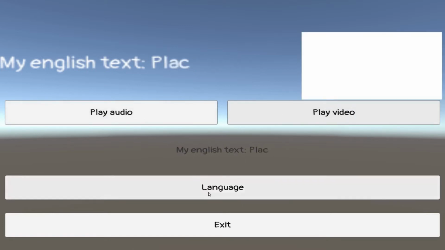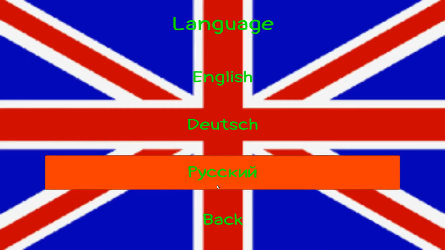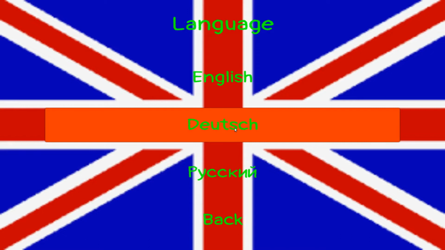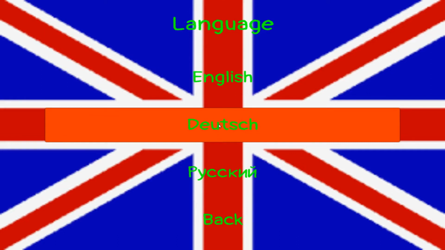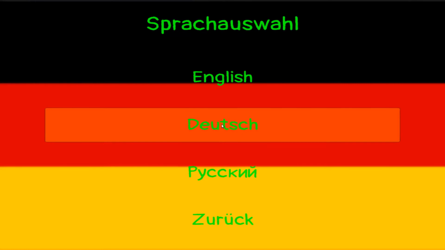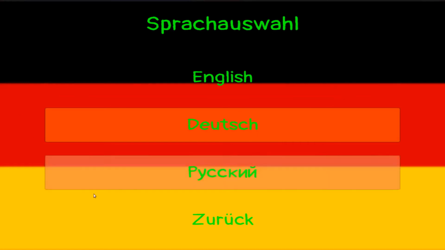And I can change language. I go, for example, and change to German. This image in the background is also localized. I can click on German and you can see the English image changed to German.